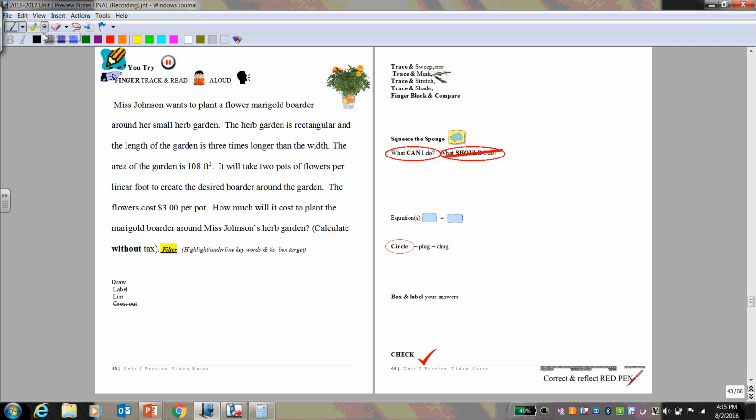Now, as you do this, I want you to first read with 3 body parts: finger on the paper, eyeballs tracking, your lips moving. Then you go back and you filter. Do this next step in 1 step: draw, label, list, cross out. Physically trace stuff out, shade stuff, label it. Ask yourself, what can I do, not what should I do? If you use equations, use 2 sides with an equal sign. Circle, plug, chug, box and label your answers, and ask yourself, does this answer make sense? Do this on your own. Pause.